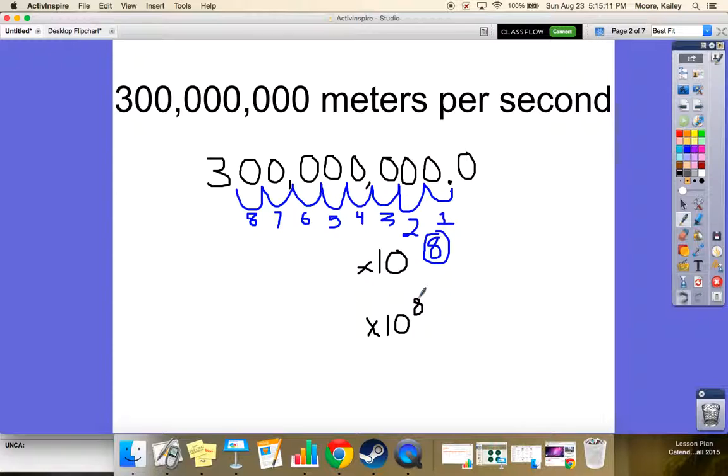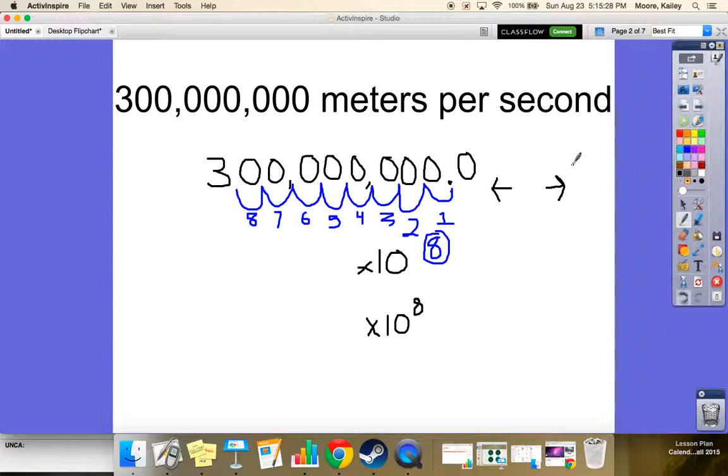Now, as a rule, if you move your decimal to the left, like what we just did, your exponent is going to be positive. If you move it to the right, you're going to have a negative exponent. And we're going to see an example of that in a minute.